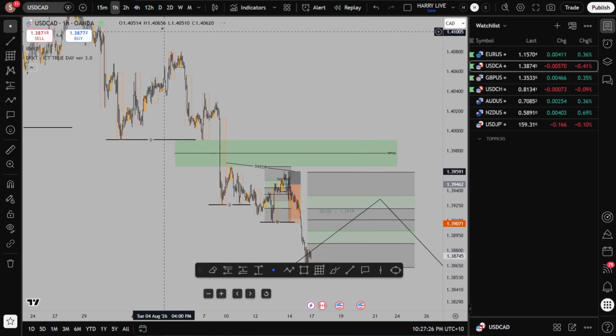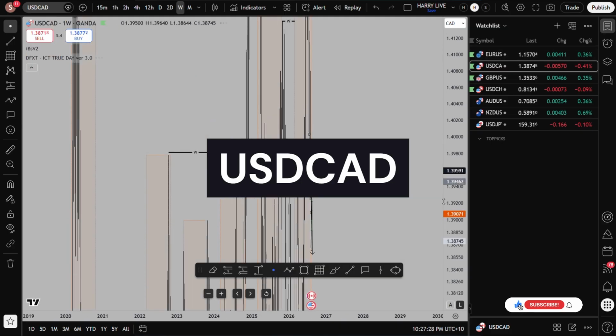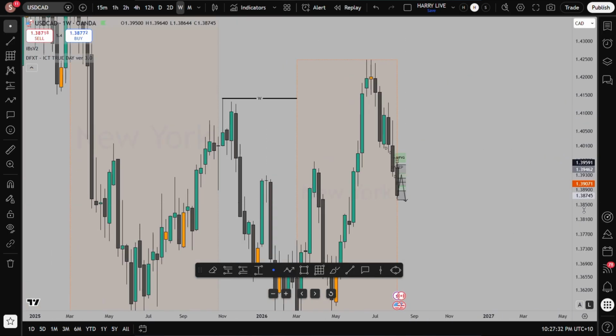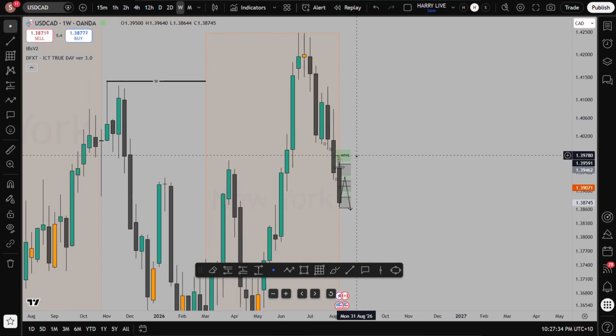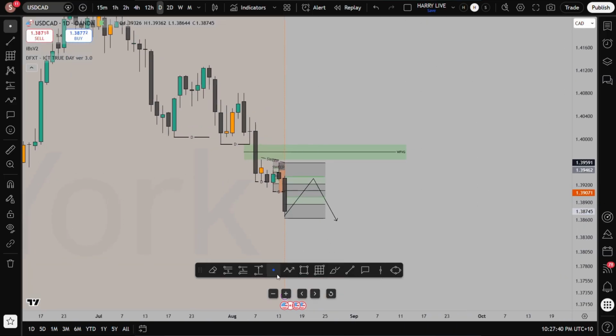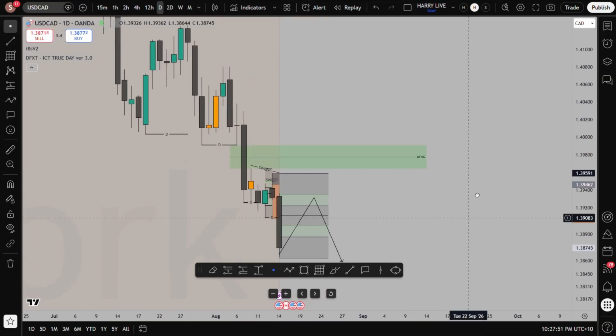So then moving on to USD CAD. USD CAD last week, if we go on the weekly first, USD CAD weekly, we have that FVG around here. And if we go on the daily time frame, last week's projection was after this break to get that pullback and get that entry around here to the downside, but we didn't get that.